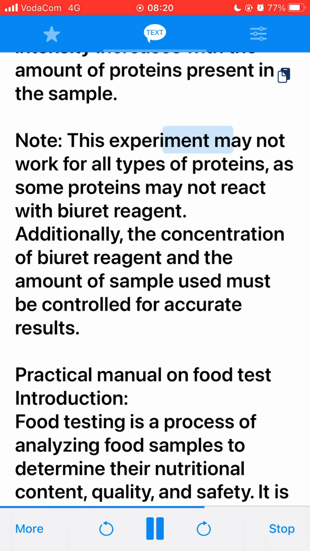Note, this experiment may not work for all types of proteins, as some proteins may not react with biuret reagent. Additionally, the concentration of biuret reagent and the amount of sample used must be controlled for accurate results.